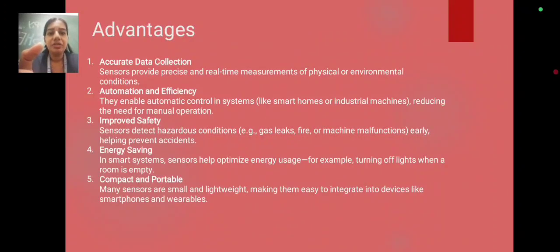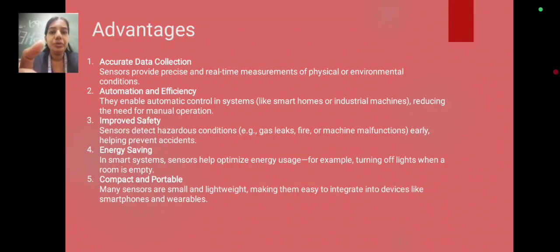There are some advantages of sensors. First is accurate data collection, second is automation and efficiency, third is improved safety, fourth is energy saving, fifth is compact and portable. The first is accurate data collection, means the sensors provide precise and real-time measurements of physical or environmental conditions. The second advantage is automation and efficiency, means the sensors enable automatic controlling systems like smartphones or industrial machines, reducing the need for manual operation.